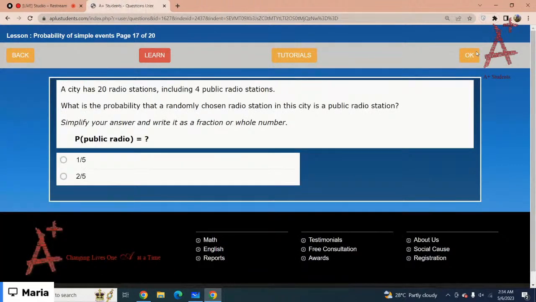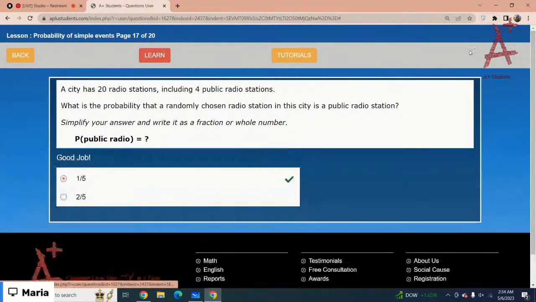Okay, the next one is: a city has 20 radio stations, including 4 public radio stations. What is the probability that a randomly chosen radio station in the city is a public radio station? Which is the correct option? It would be 4 over 20. Got it? And when you simplify, it would be 1 over 5. 4 times 1 is 4 and 4 times 5 is 20. So it would be 1 over 5.